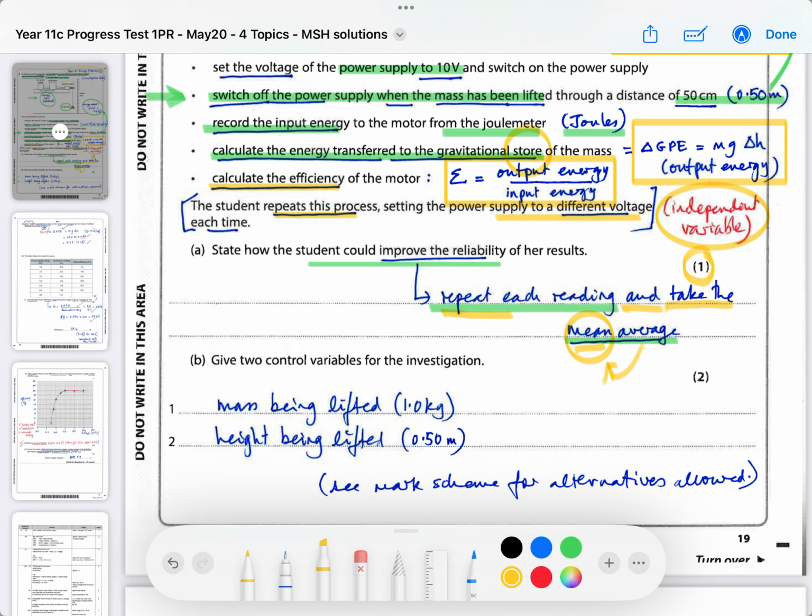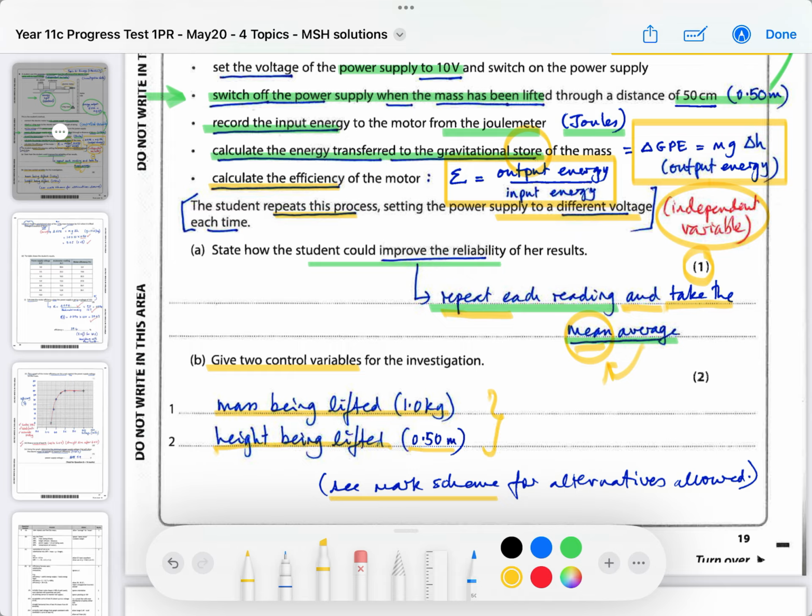Okay, and then it says give what are the two control variables in this investigation? Well, obviously we're going to keep the mass constant at 1.0 kilograms, and the height being lifted was kept constant at 0.50 meters. Remember, meters, not centimeters. They do accept other things in the mark schemes because some students may have missed that, and they're basically a little bit too generous in my opinion.